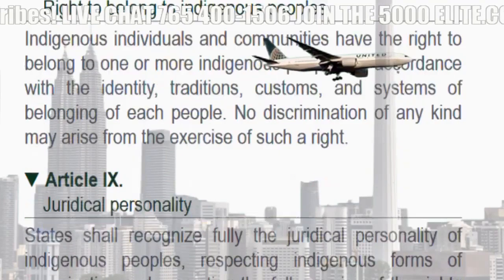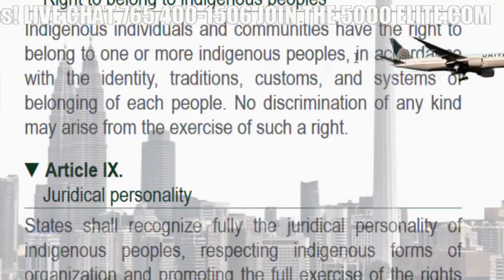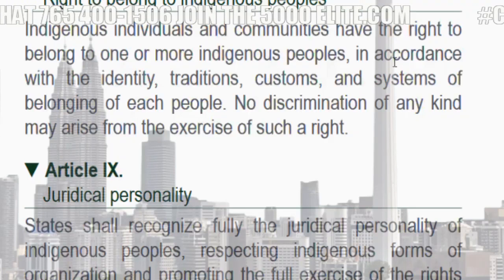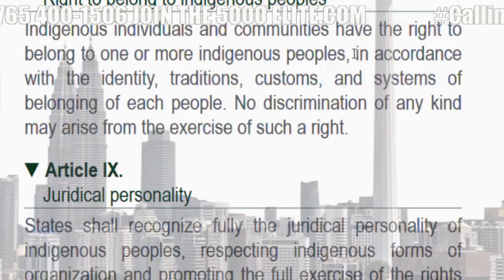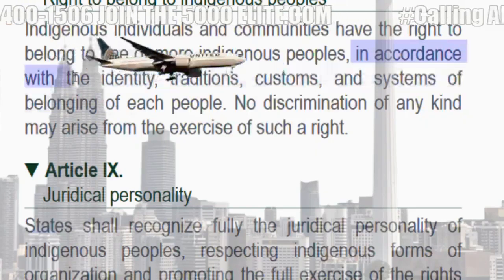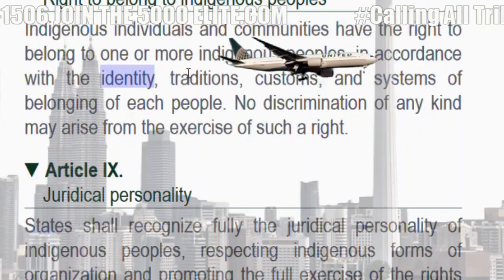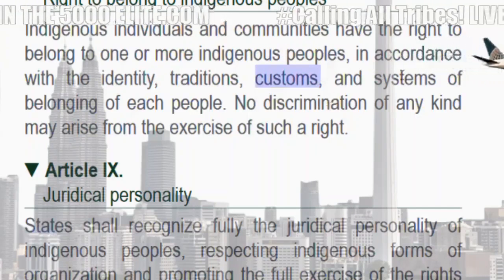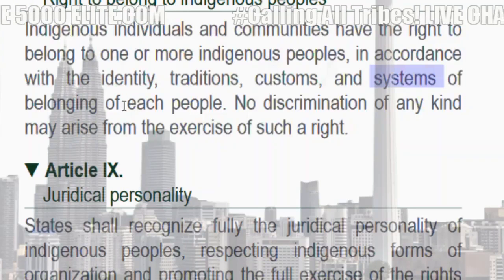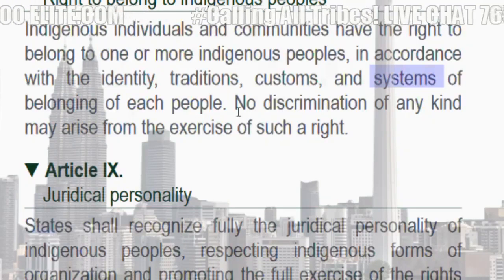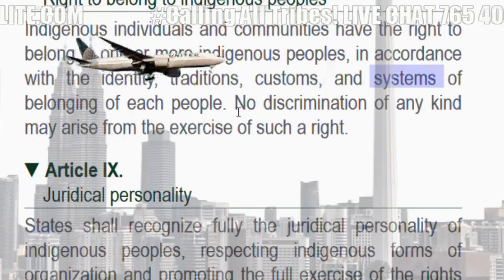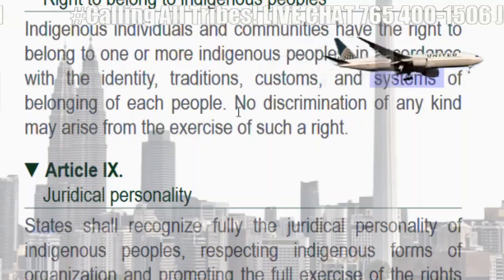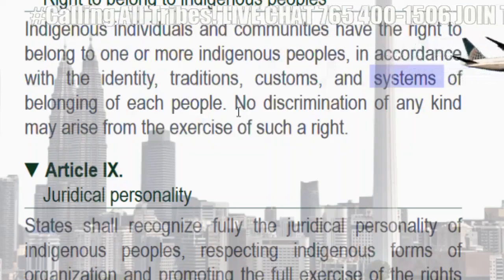That's all I'm saying. And everybody does have a right to belong to indigenous communities and to one or more indigenous groups of peoples, in accordance with what? The identity and what else? Traditions, customs, and what? Systems of belonging of each people. So, again, the Confederacy is still a fantastic thing because it allows each nation state in it to have their own systems, but one constitution.